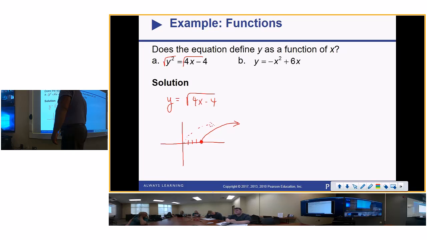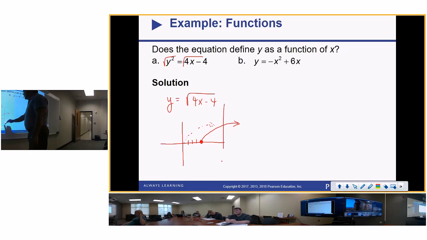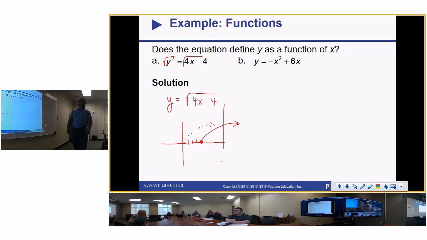So, domain, is it a function? Take your vertical line. Yes, it is a function. So your answer would be yes. Domain is 4 to infinity. Range is from 0 to infinity.